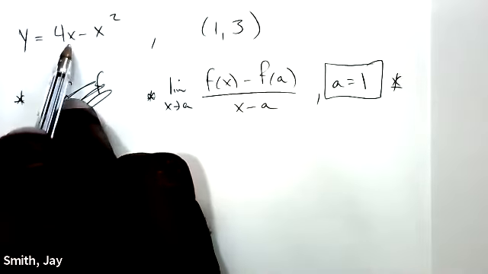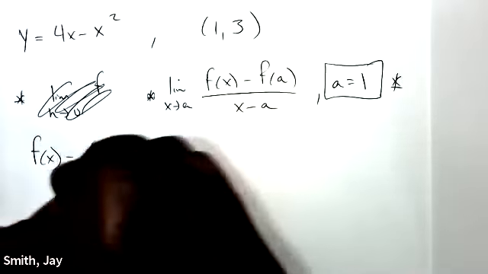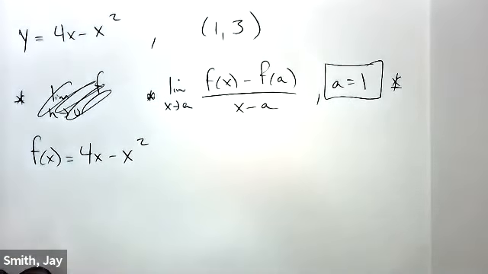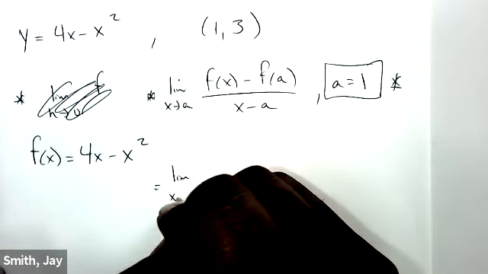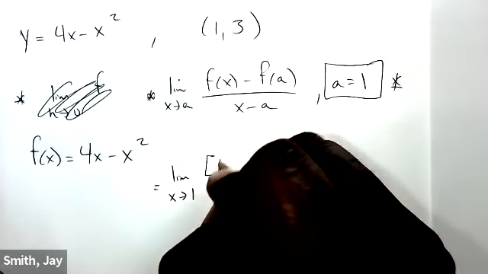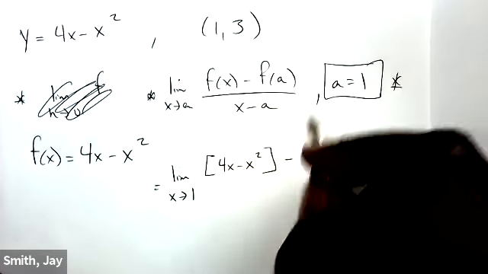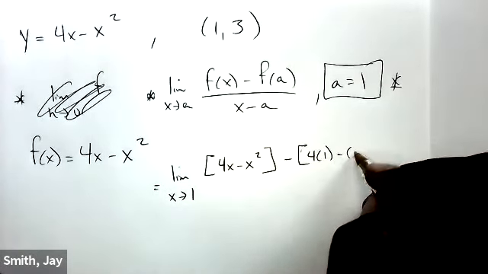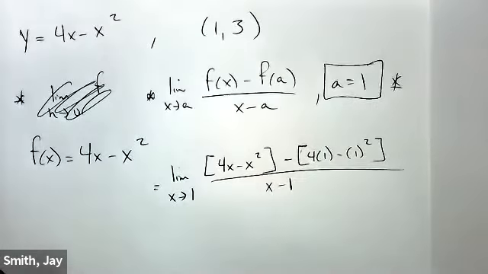So we know y is 4x minus x squared. We know y is also f of x, or another way of writing y is f of x. So this is my f of x, 4x minus x squared. So when we're evaluating this limit, we're evaluating the limit as x approaches 1, because a is 1, of f of x, which is 4x minus x squared, minus f of a, keeping in mind that a is equal to 1, this would just be 4 times 1 minus 1 raised to the second power. And it's all divided by x minus 1.